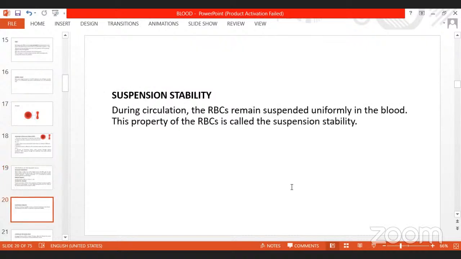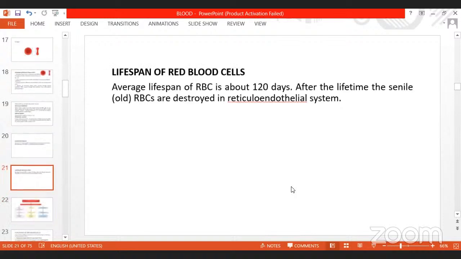Next one is suspension stability. We have seen that during circulation, the RBCs remain suspended uniformly in blood. And the total lifespan of the RBC is around 120 days. The old RBCs, or senile RBCs, are destroyed in the reticuloendothelial system, mainly in the spleen.